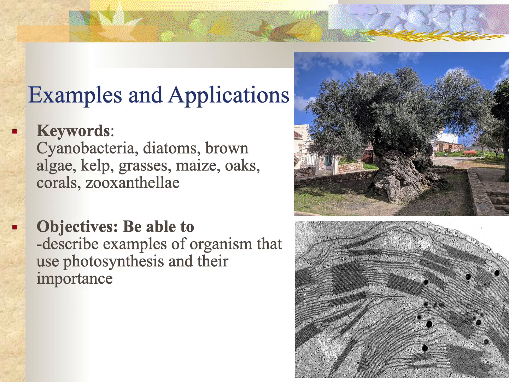I have a nice picture on the bottom of an electron microscope picture of a chloroplast. You can see the stacks of membranes. Those are the thylakoid membranes. That's where the chlorophyll is, and those are grana. And then above that is an olive tree, one of the oldest cultivated trees, a really important source of food and oil in the Middle East for many, many civilizations for thousands and thousands of years.